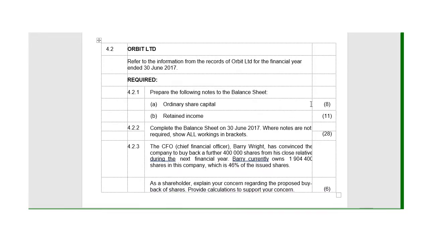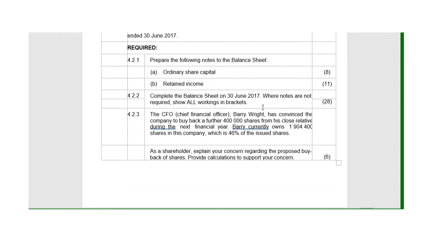Good day. Today we're going to look at the balance sheet, and in this specific question they also want us to do the ordinary share capital note and the retained income note. These two notes are often there, as well as maybe trade and other payables or receivables and the fixed assets. Those 5 notes you should know very well. Chances are very good that they may form part of all the questions that you get.